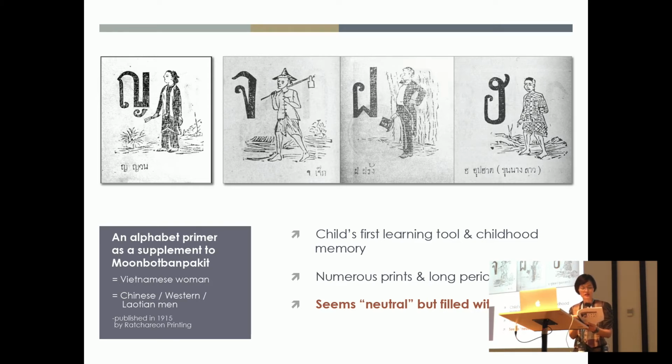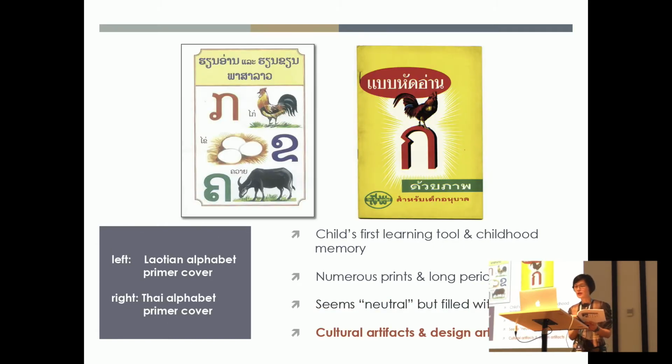And fourth, alphabet primers are considered the cultural artifacts of each country. They represent national identities and at the same time are design artifacts that reflect how people learn and communicate through their languages.